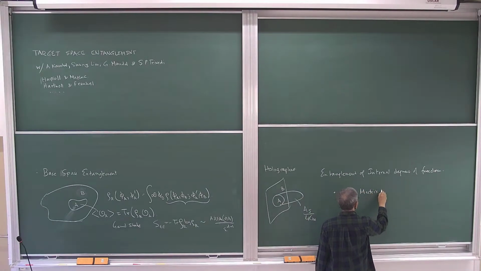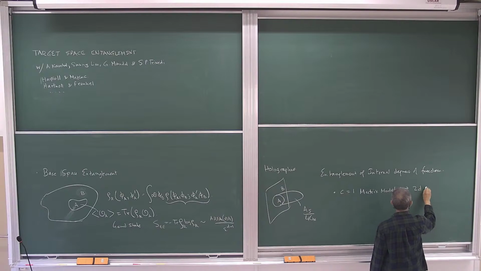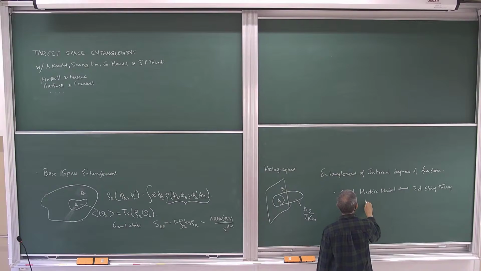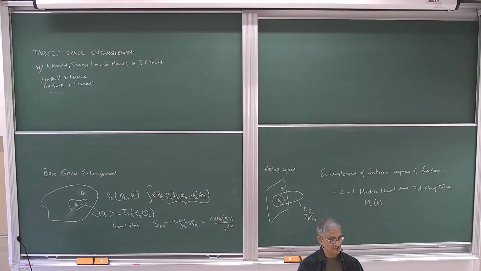So the c=1 matrix model, a sector of which is dual to two-dimensional string theory, has a single matrix, a function of time. It's a quantum mechanics of this matrix, which captures the physics, at least some part of the physics, of the 2D string theory.